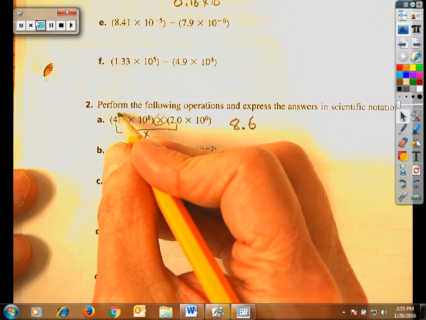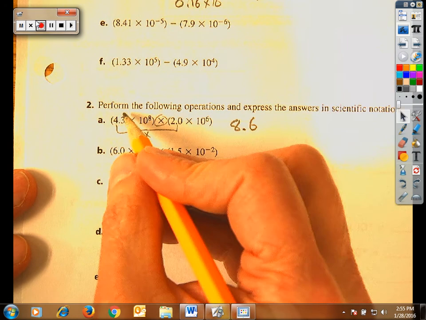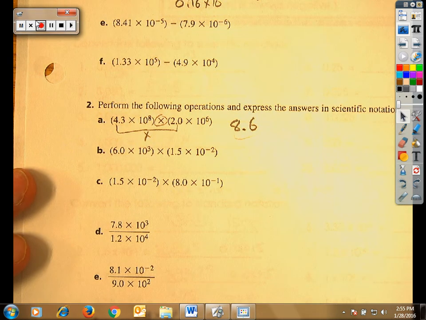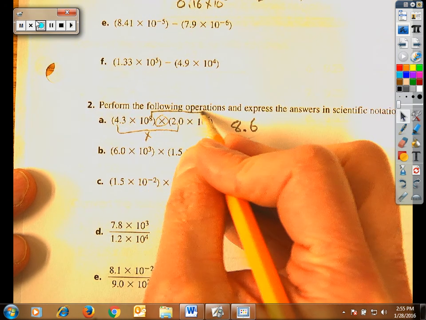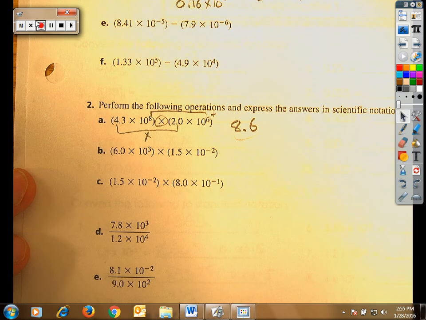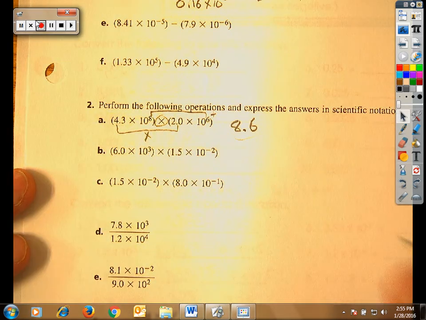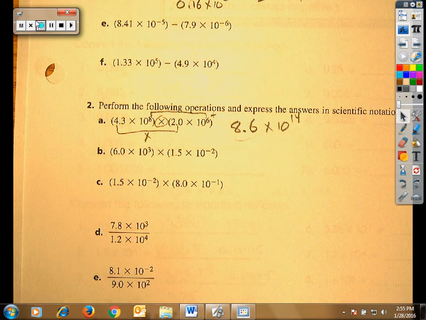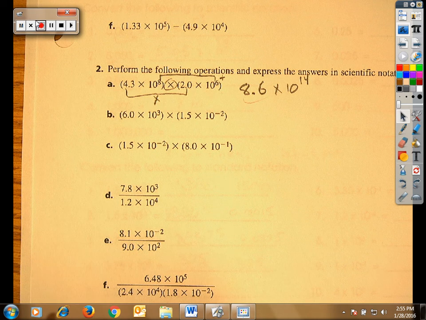Significant figure-wise, this is all about the number of significant figures. Two significant figures here, two significant figures here, two significant figures in the answer. For the exponents, because I'm multiplying, I'm going to add them together. So I'm going to do 8 plus 6, and I'm going to get an exponent of 14. That's it. I'm done. No reason to change any of the exponents, just in the case of multiplication, add them together.